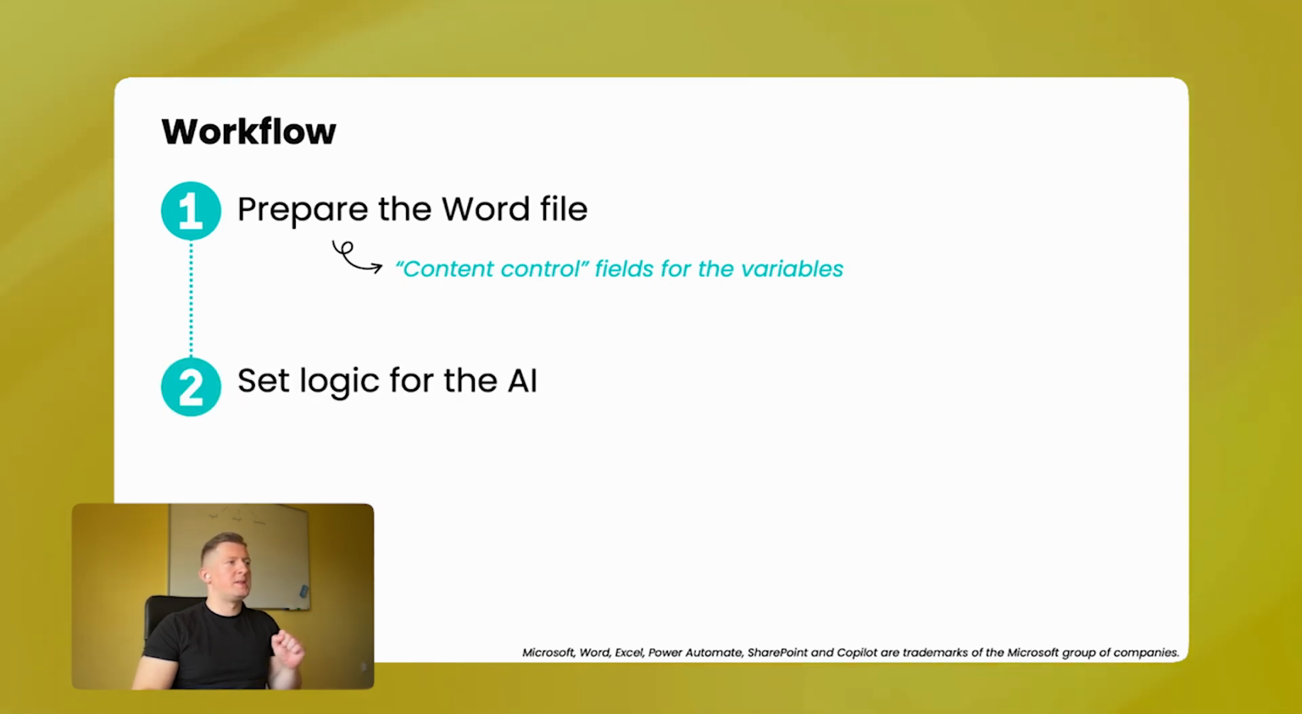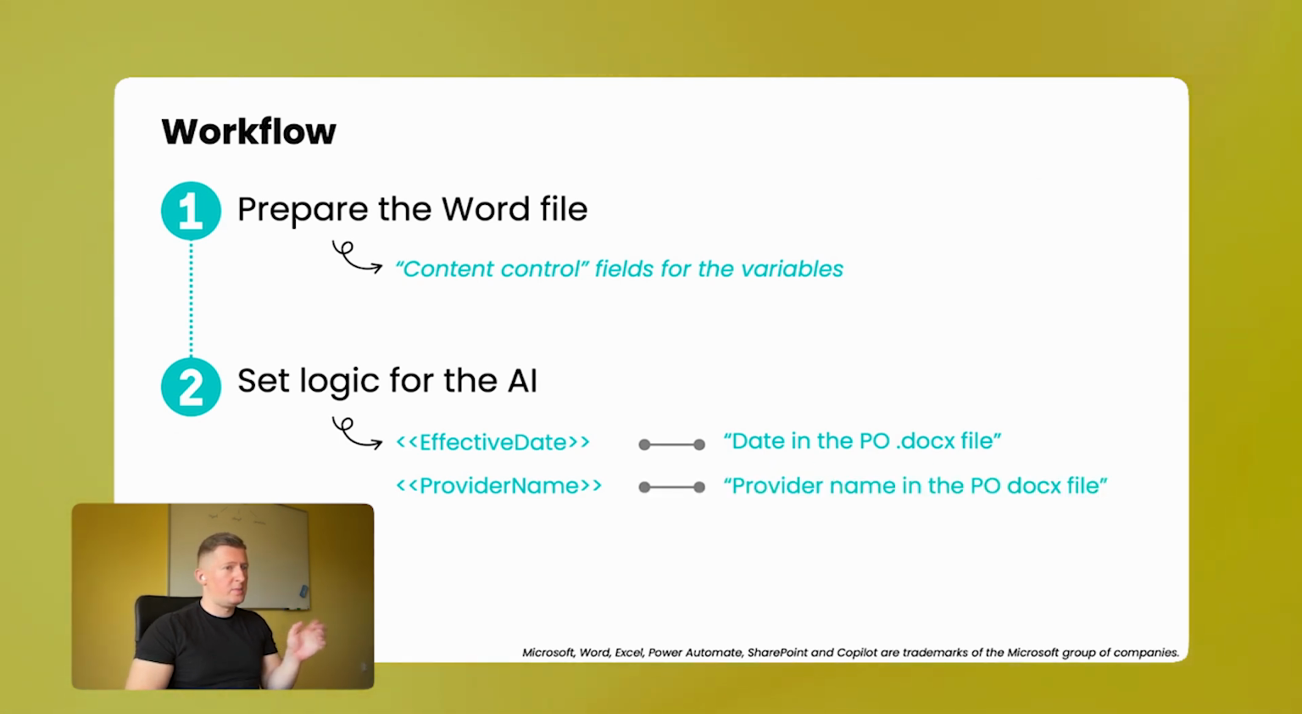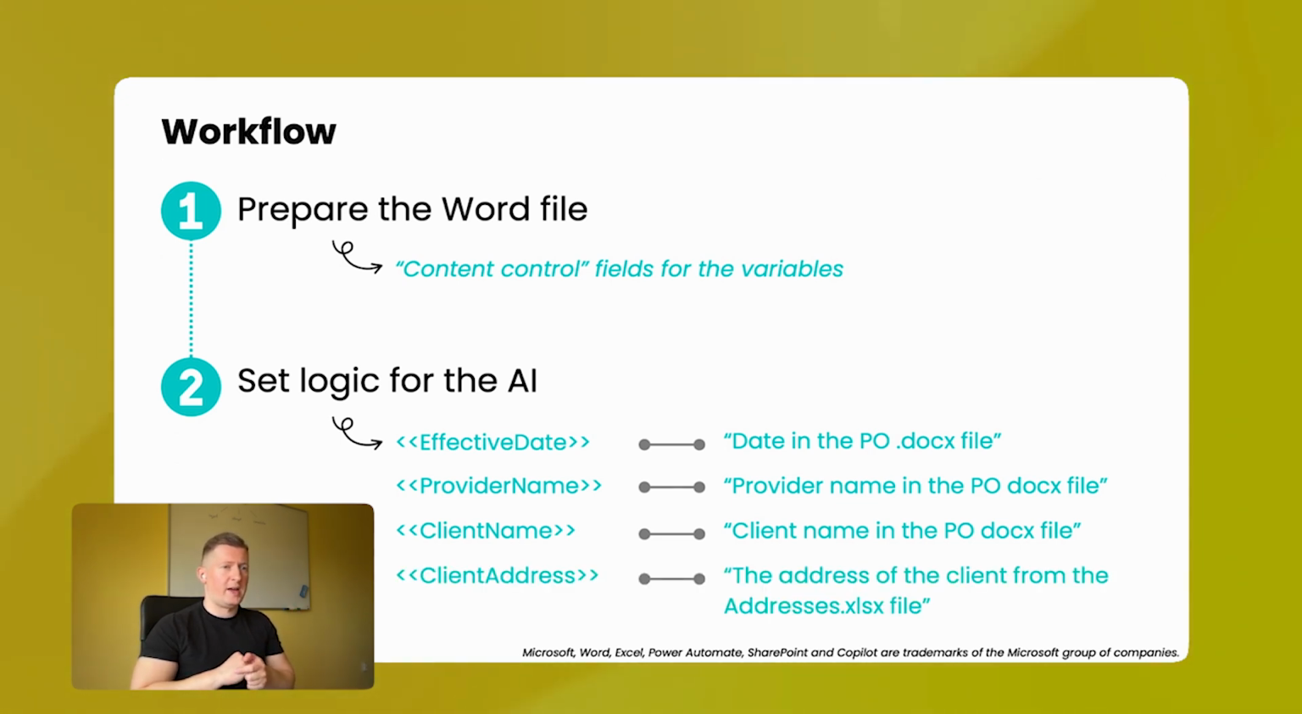Step number 2, we need to set the logic for the AI. That means that we need to define the prompts in order to find the data and the information needed for the variables. The effective date is basically the date in the purchase order document. The provider name is the provider name in this same document, the client name in the document, and now the client address is basically the address of the client from the address Microsoft Excel file. That means that based on the client name, the AI should search for the client address from the Excel database.